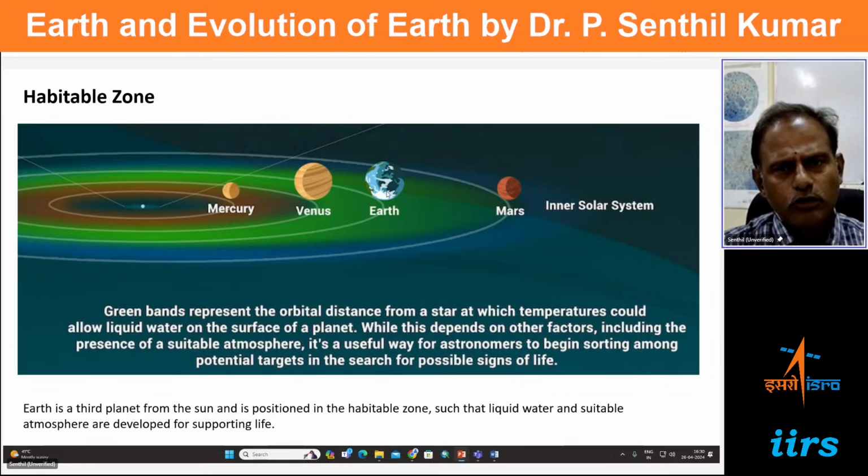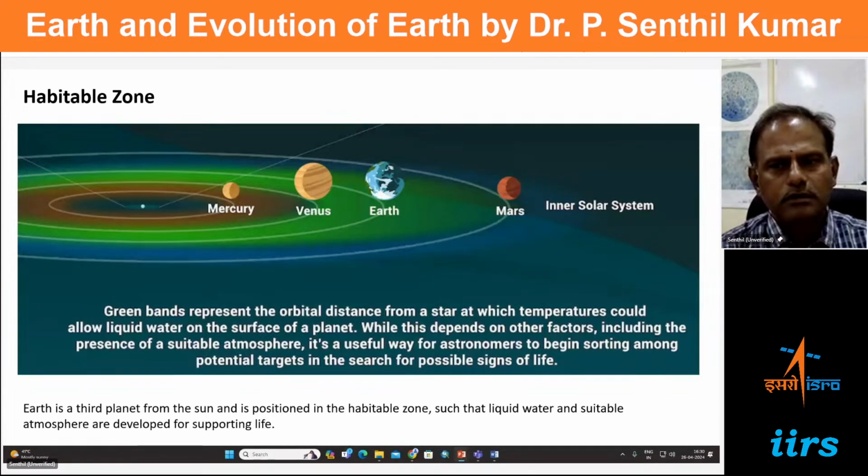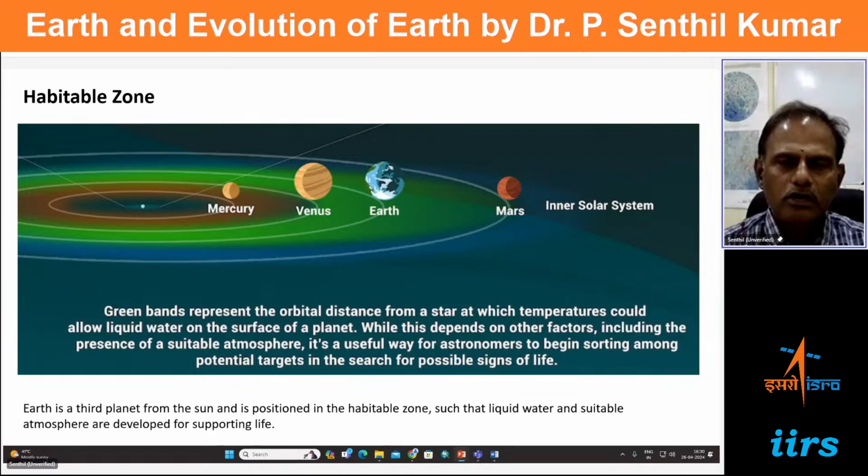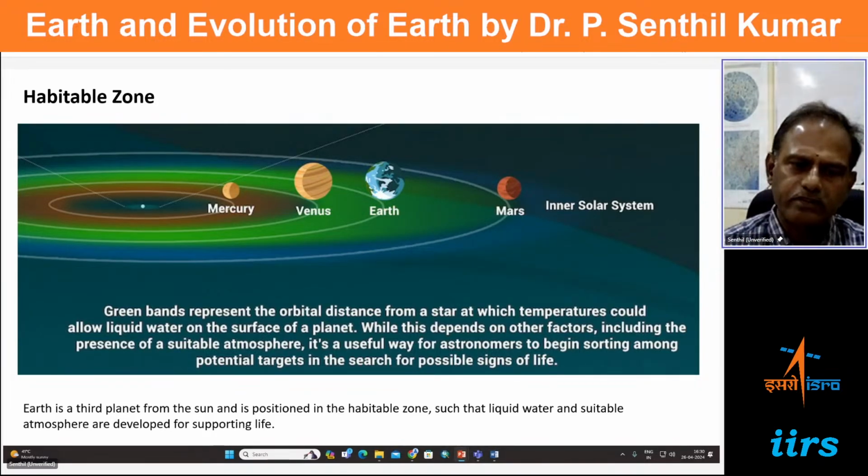The Earth is located here. It's the third planet from the Sun, and it is placed between Venus and Mars. It is located in a habitable zone, such that liquid water is present here, and also we have a suitable atmosphere which helps for the development of life here.